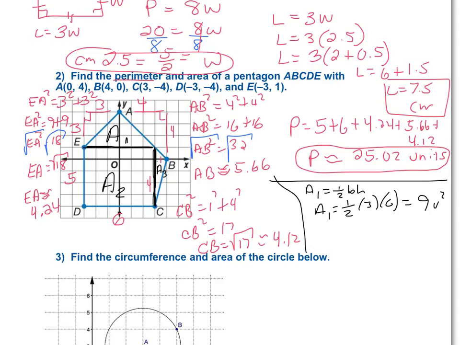So that's area 1. Area 2 is a rectangle, which is length times width or base times height, whichever you like to look at it. And I've got 1, 2, 3, 6 as a base, and the height is 5. So area 2 is 30 square units.